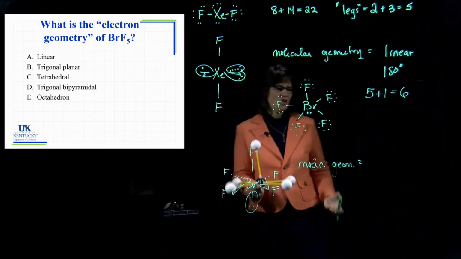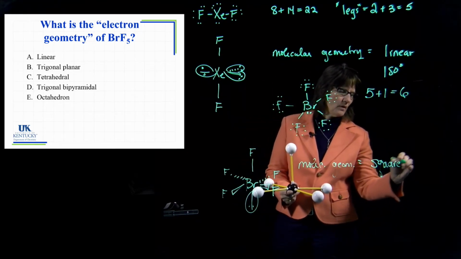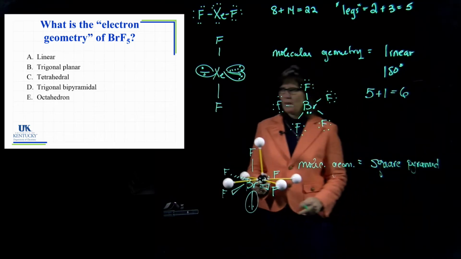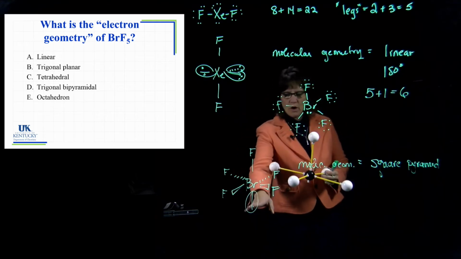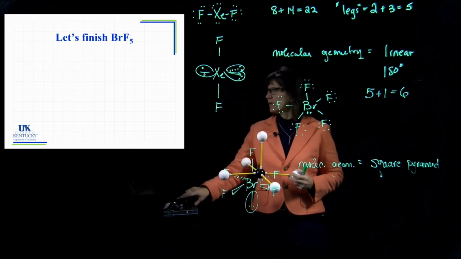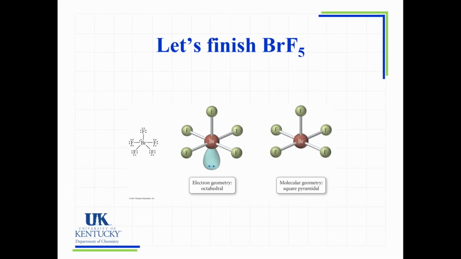So the name of this geometry is called square pyramid, or square pyramidal geometry. And that would be the name if you've got one lone pair. All right, so there is what it looks like on the image on the screen.